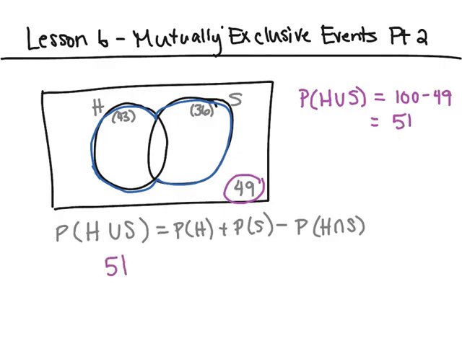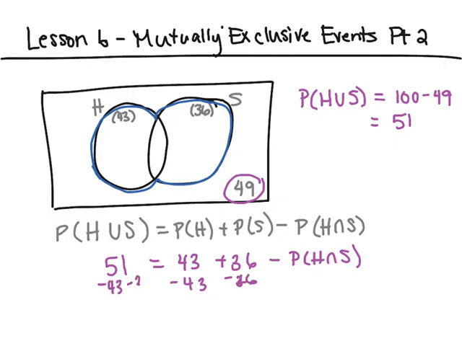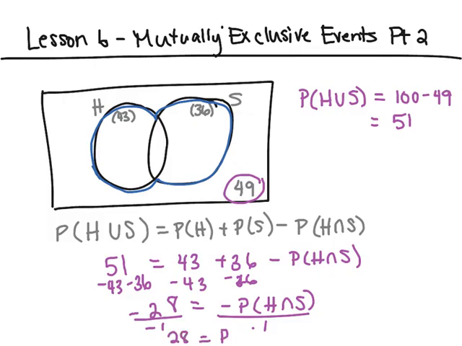So we have 51 is equal to 43 plus 36 minus p of h and s. So that's our overlapped area. We're going to minus 43 and minus 36 from both sides. And we're left with negative 28 is equal to negative P of H and S. Divide by negative 1. So we know that 28 is our shaded overlap region, P of H and S. So right here is a 28.